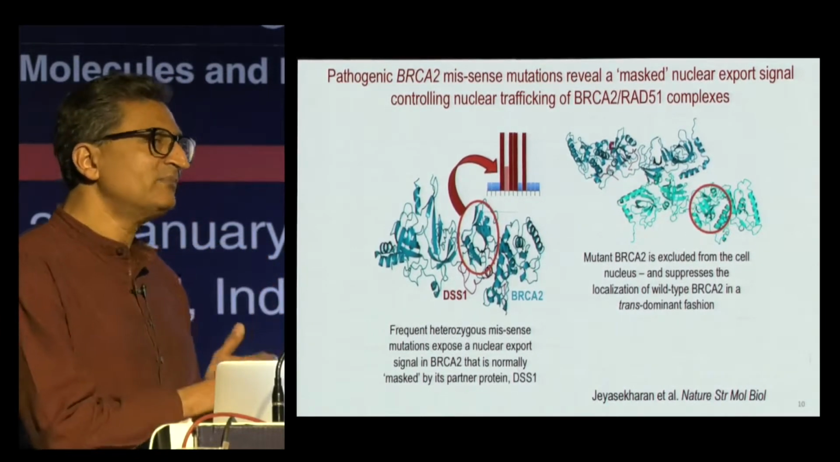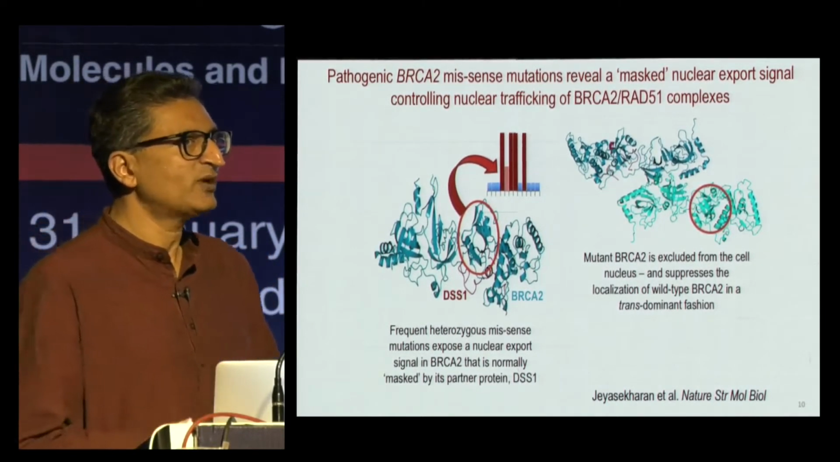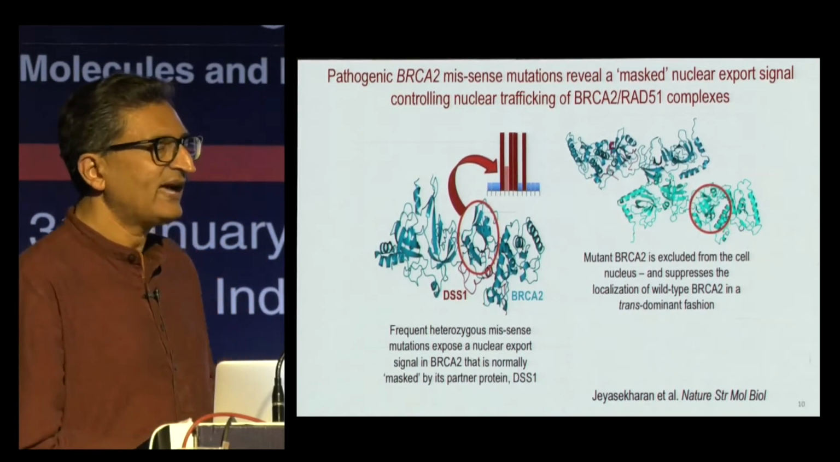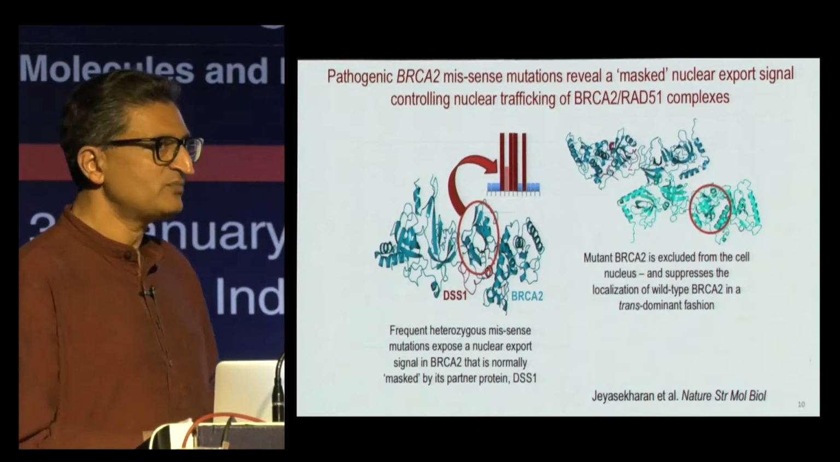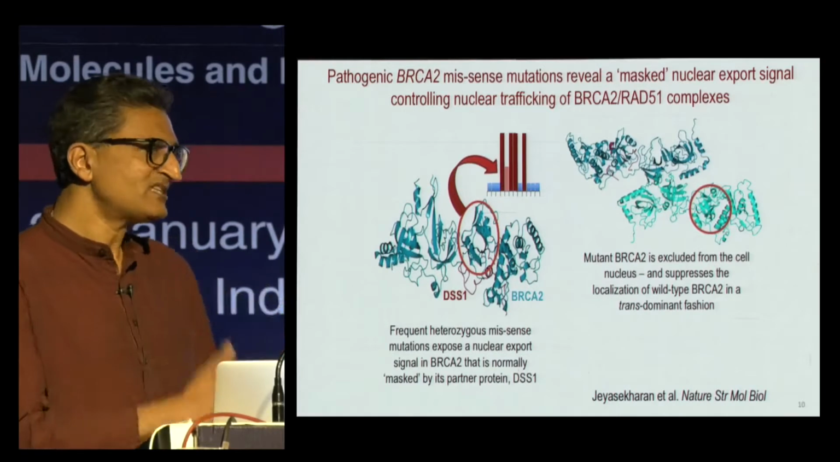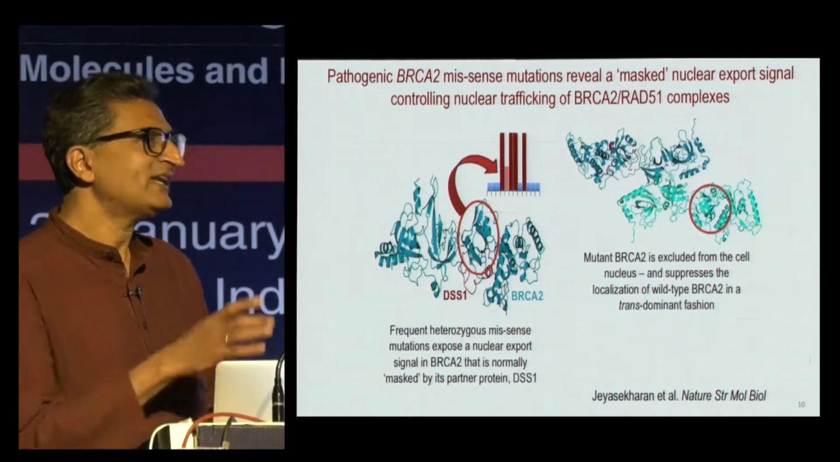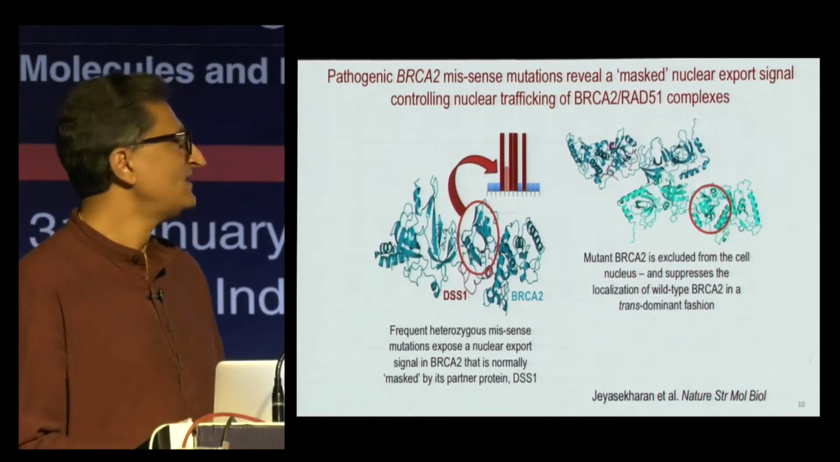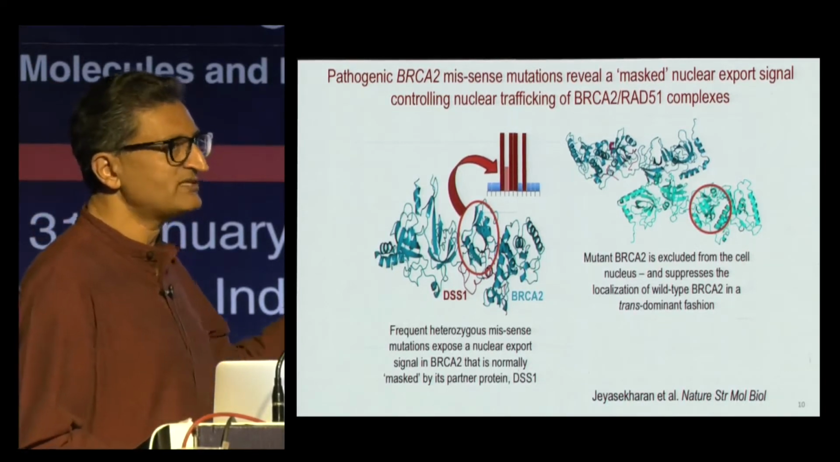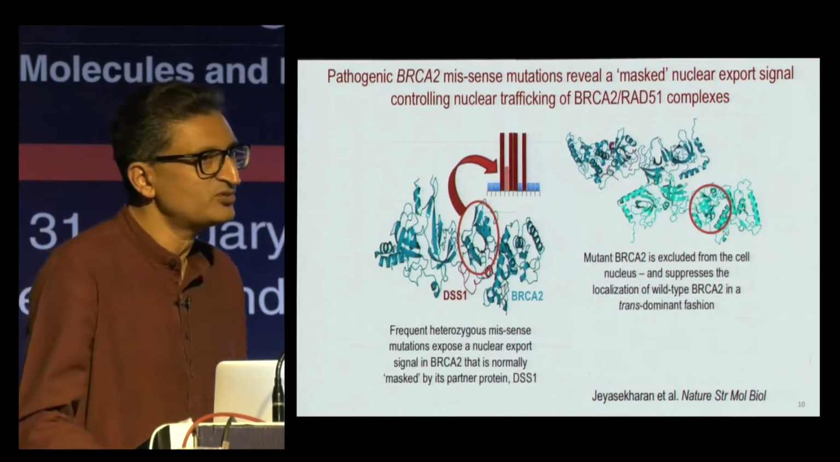This results in the mislocalization of RAD51 BRCA2 complexes outside the nucleus of the cell, and crucially, these missense mutations act as dominant negatives. They mislocalize BRCA2 RAD51 even in the heterozygous state when wild-type BRCA2 is present. And we think that's how this important cluster of missense mutations works.